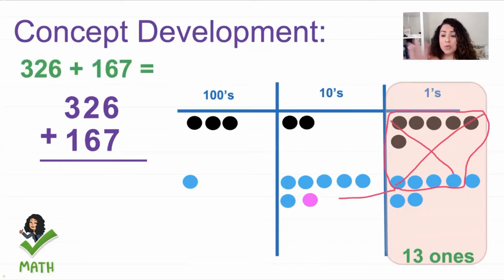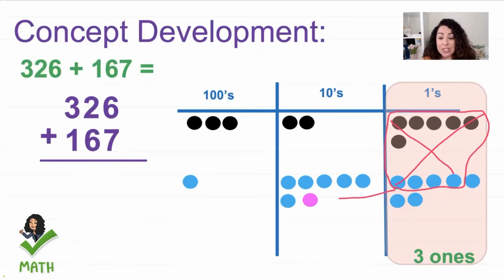Now remember, when you're drawing your own, you can see that I put an X there. Now normally when I'm doing my presentations for you, I make the dots disappear, but when you're doing this with pencil and paper, you can't make those dots disappear. So just put an X on them so you know that you don't count those anymore. And instead of 13 ones, I now have 3 ones.